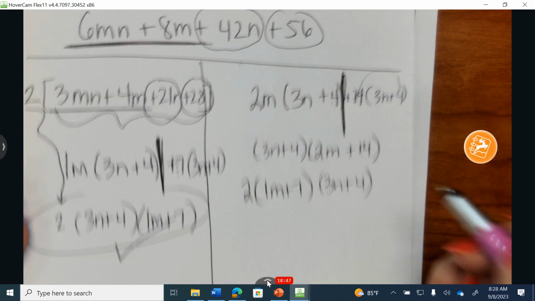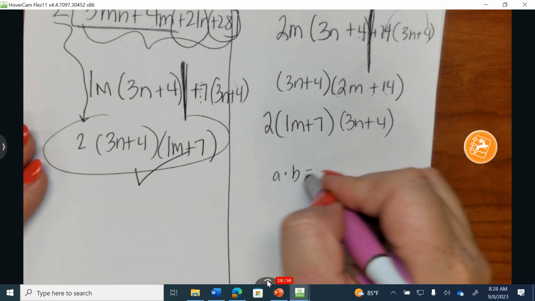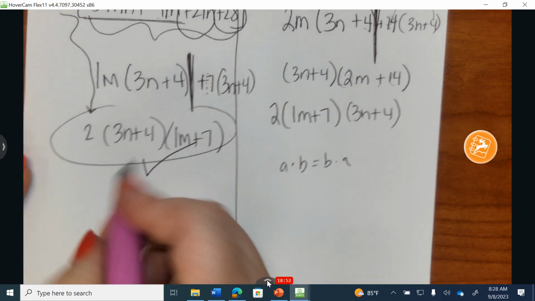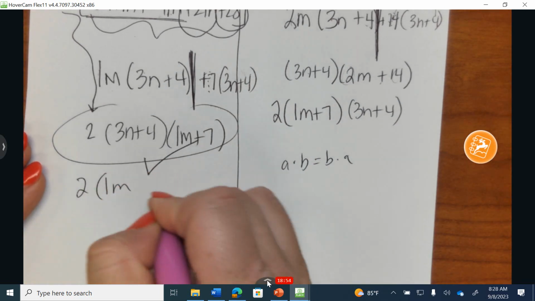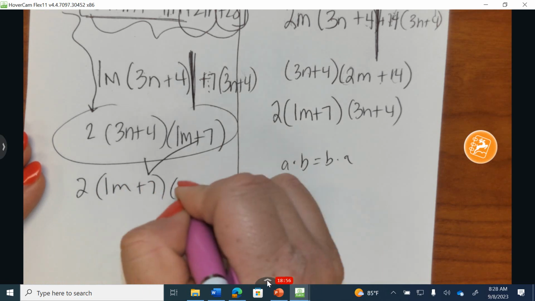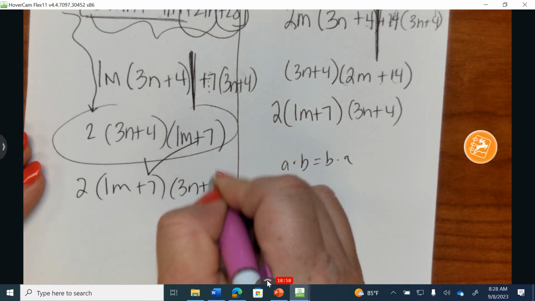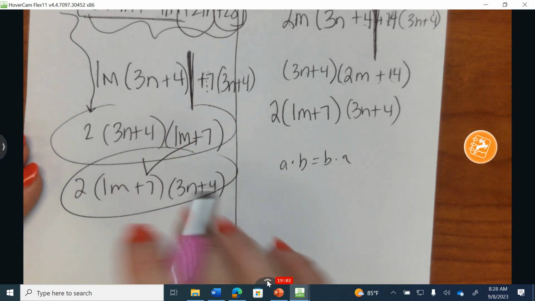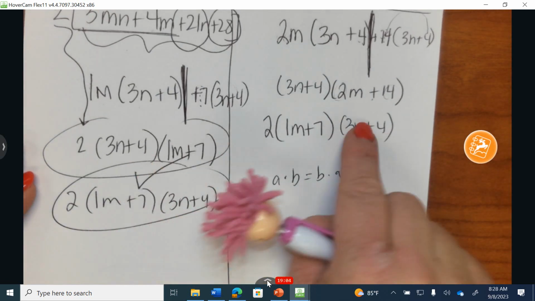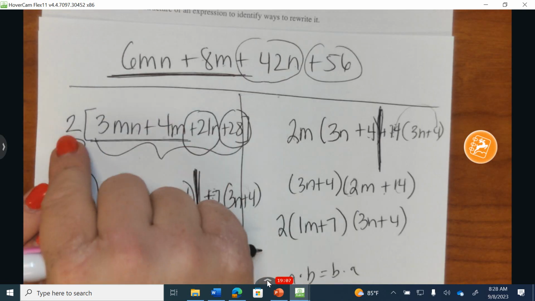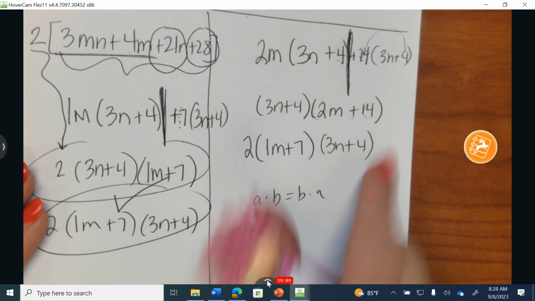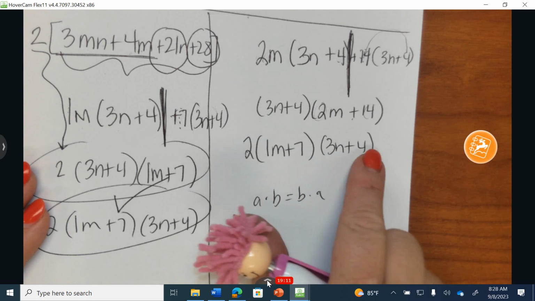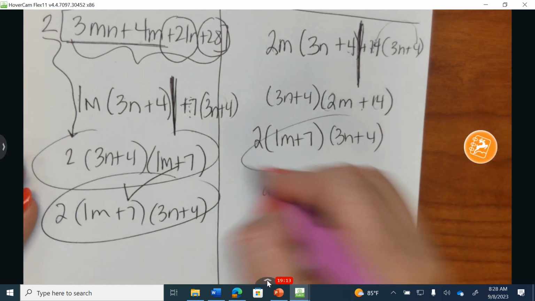Now, if you did not know this, when you say a times b, it's the same thing as b times a. So this is the exact same thing as 1m plus 7 times the quantity 3n plus 4. The order you write the parentheses, whether one's in front or one's in back, ultimately doesn't matter. So these are the exact same answers. You can factor right away from the beginning and move forward, or you can wait to the very end, and then when you check by simplifying, you get the exact same answer.